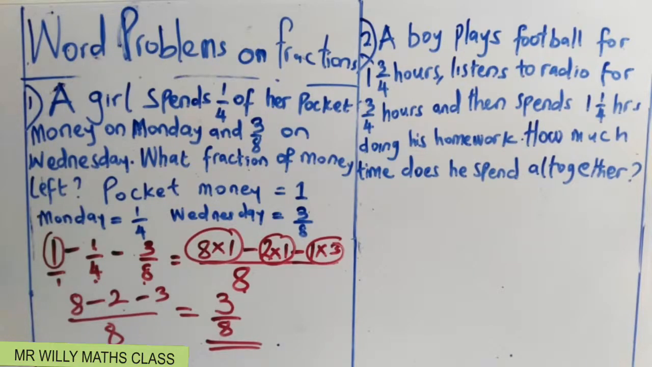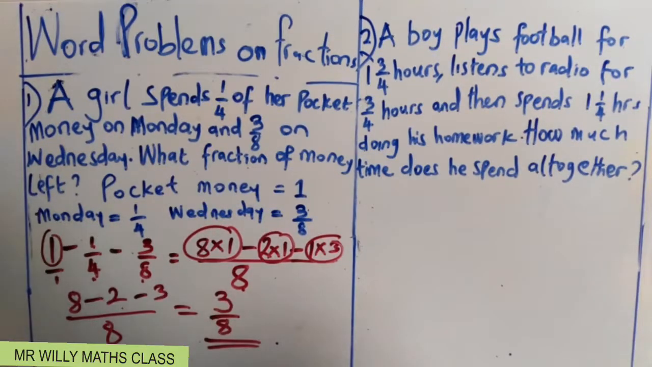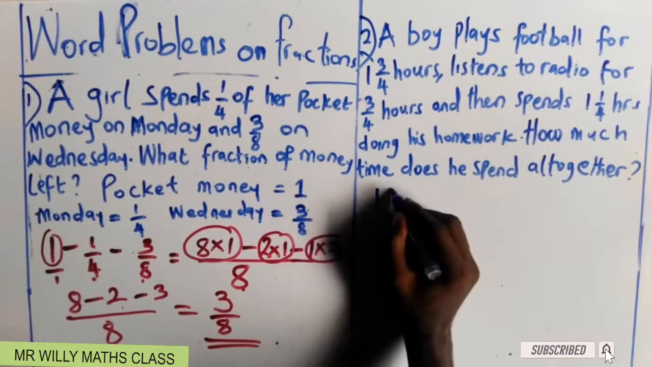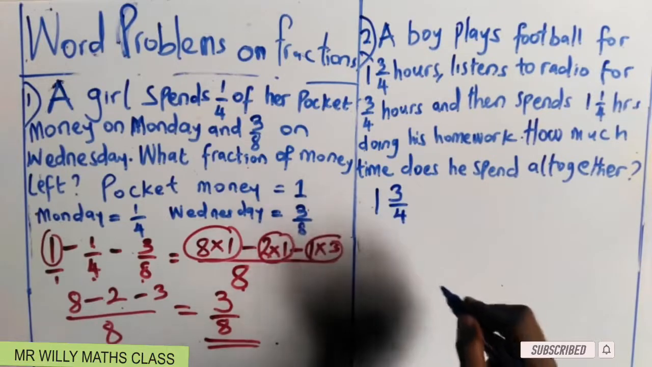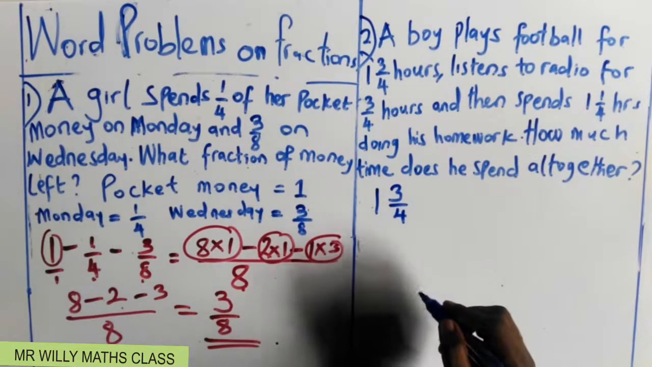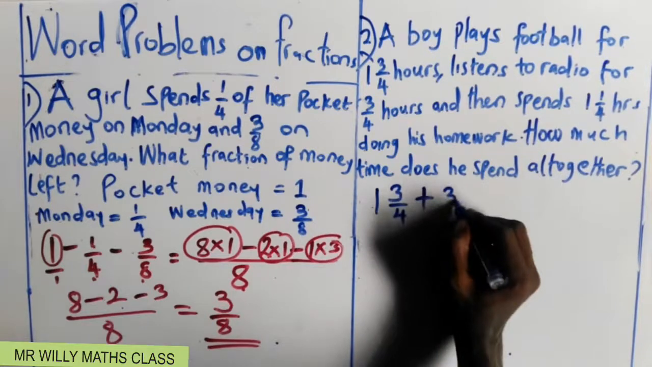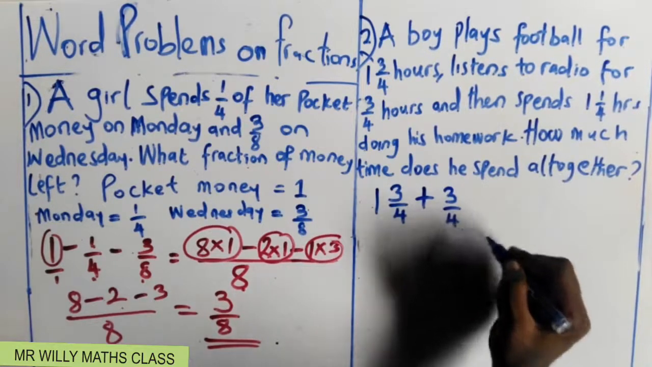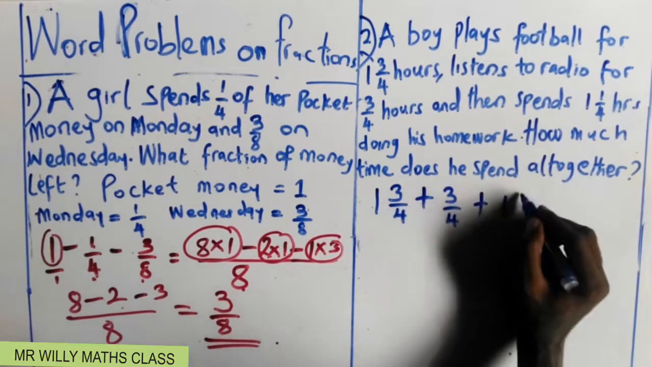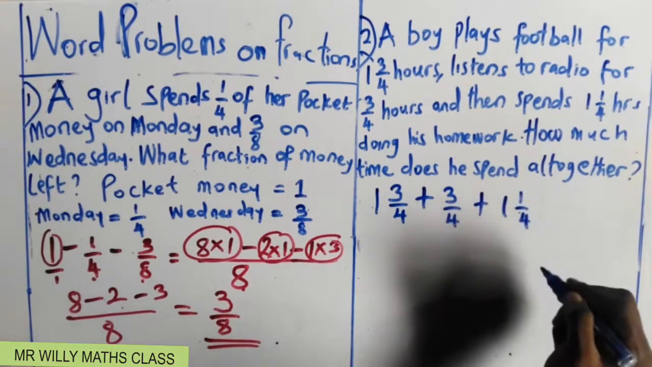Now, if you look at the activities of the boy: he played football, listened to the radio, and also did his homework. If we are able to get the sum of all the hours that he spent carrying out these activities, we are able to get the total time spent. So all we are going to do is add all the hours together. The total will be 1 3/4 hours that he spent playing football, plus 3/4 he spent listening to the radio, plus 1/4 used doing his homework.